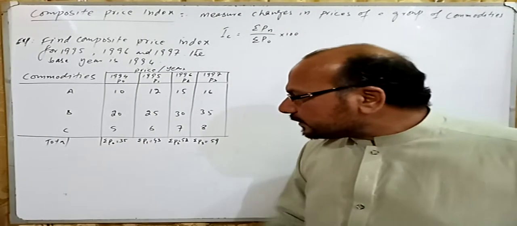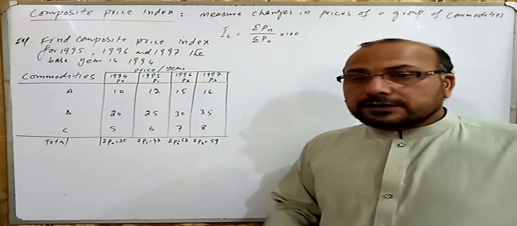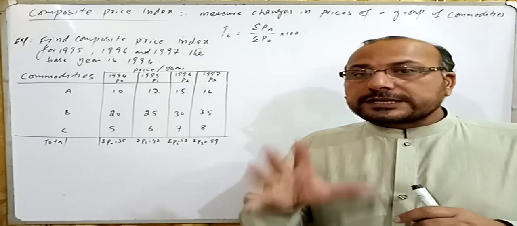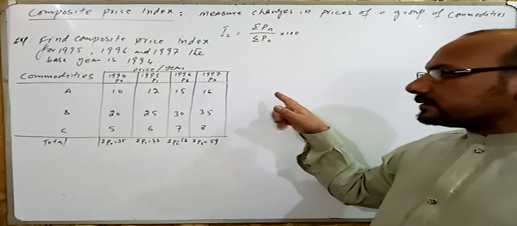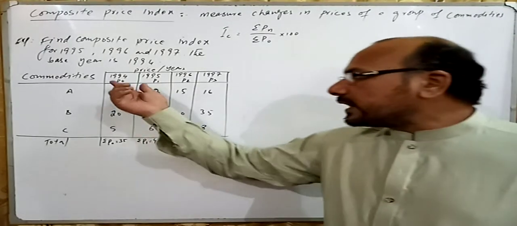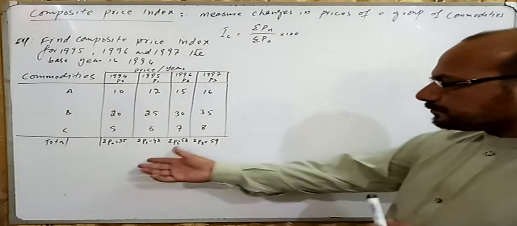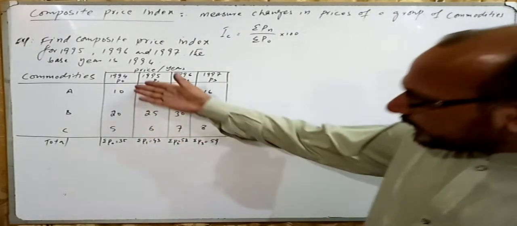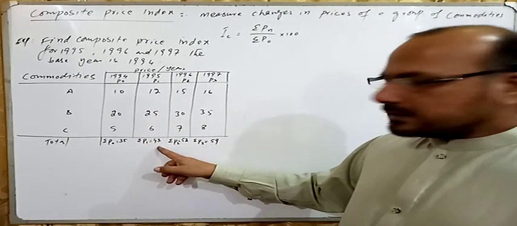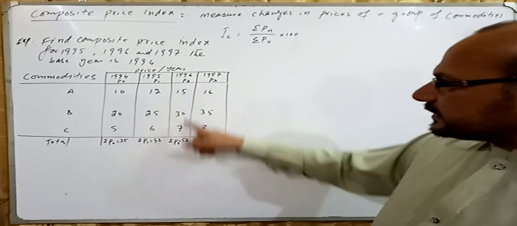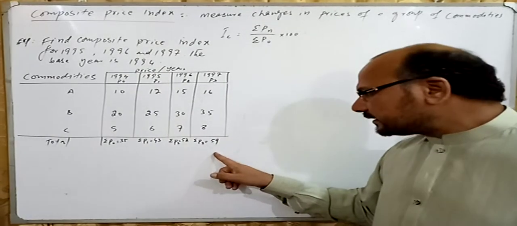If you add them, you will get the summation of the prices of the three commodities for each year. Not commodity wise, but year wise: according to the years you will add. Now it will become like this. If we add them, summation of P naught becomes 35, summation of P1 is 43, summation of P2 is 52, summation of P3 is 59.